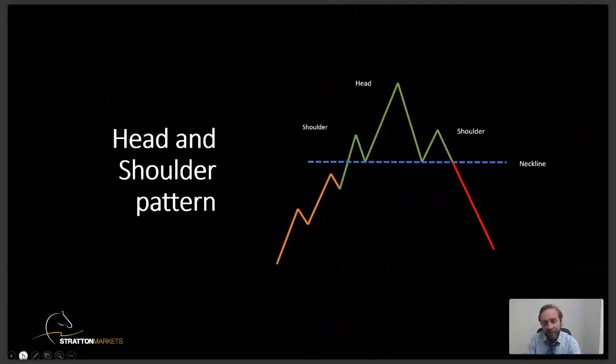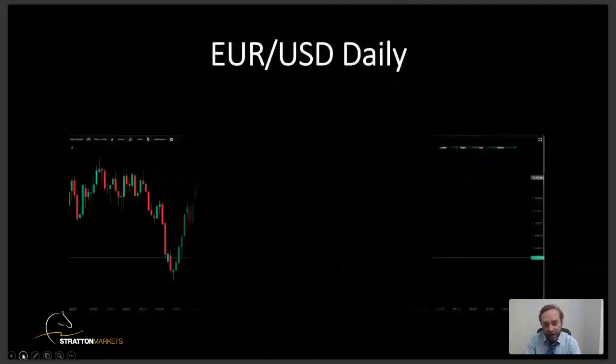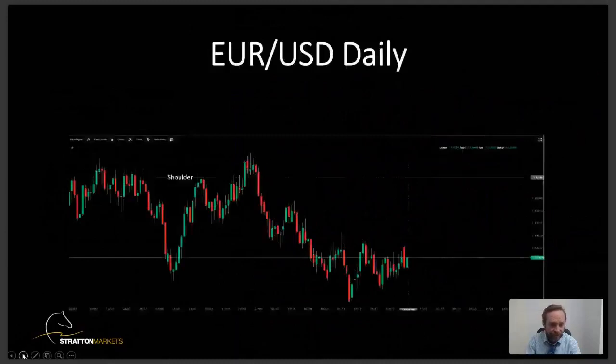So here's an example. This is the euro dollar on a daily. Shoulder, head, shoulder. There's the neckline. There's the other shoulder here. Around here, it's bounced back up a bit and we're getting ready for it to move down lower. And indeed, that's when the asset breaks through the neckline and goes short. This is the sort of pattern we're looking for to give us a heads up that this pattern is forming and we should get ready to jump in and do the short.